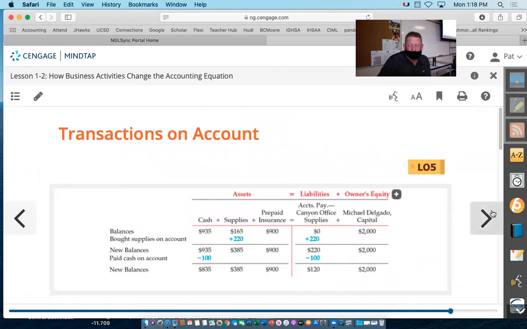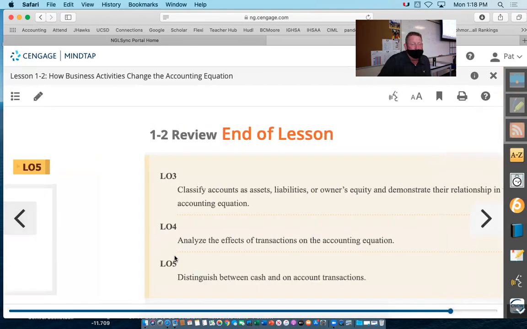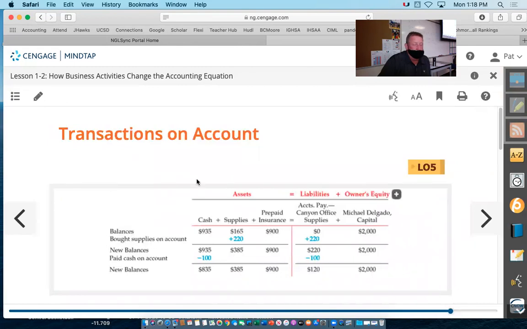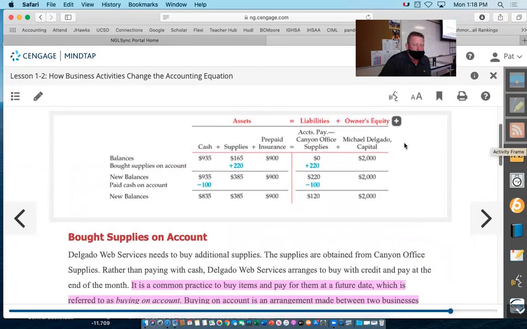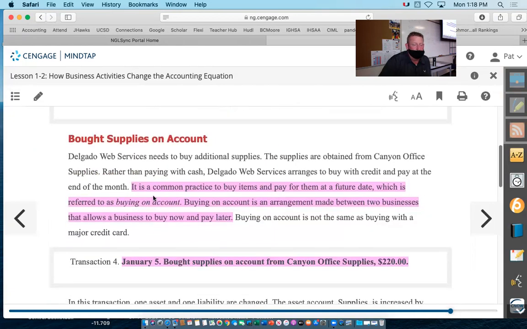Now we got one more. This might be it. Yep, okay. So the last transaction we're going to do: transactions on account. What's that mean? On account simply means you either sold something on account or bought something on account. On account means going to buy or purchase later. The common practice to buy items and pay for them at a future date is referred to as buying on account.